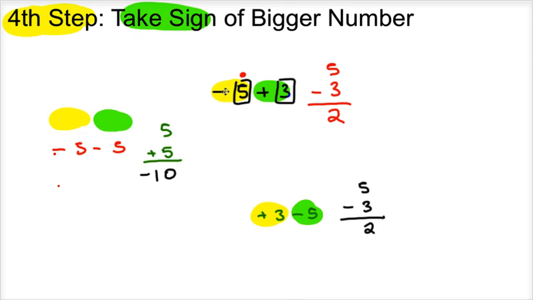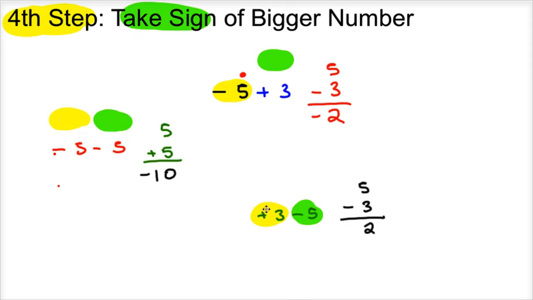Let's look at our next example. I have -5 and +3. 5 and 3. Who's the bigger number? Is 5 bigger or is 3 bigger? Well, in this case, the 5 is bigger. So is the sign of the 5 positive or negative? The sign of this 5 happens to be negative, so my answer is going to be -2.